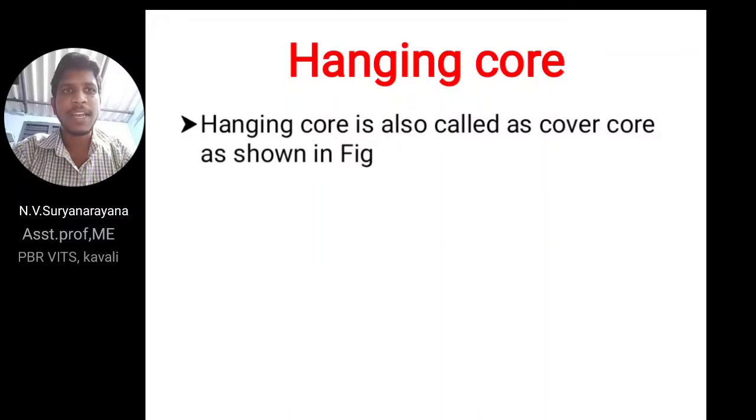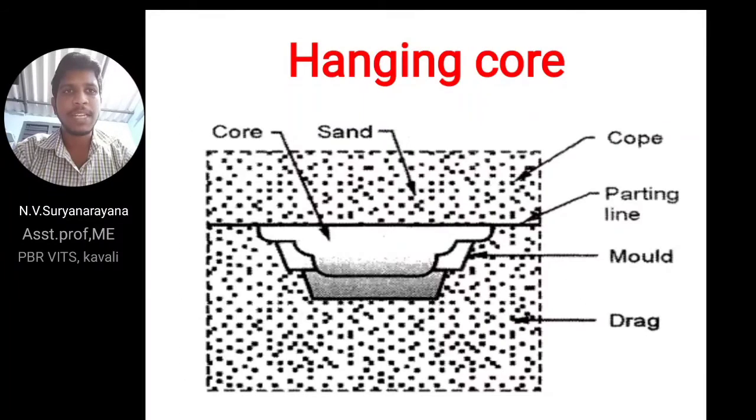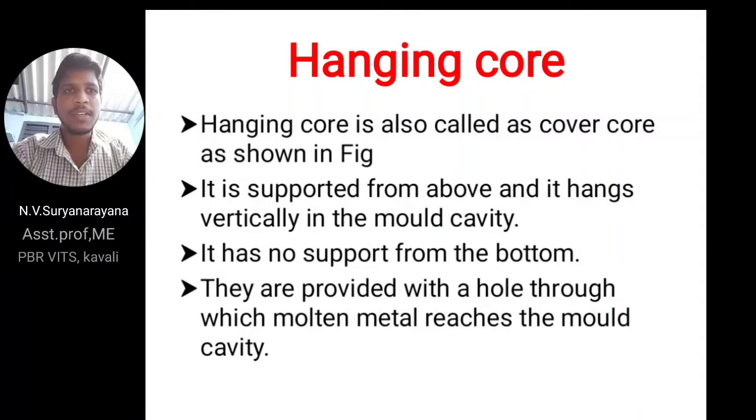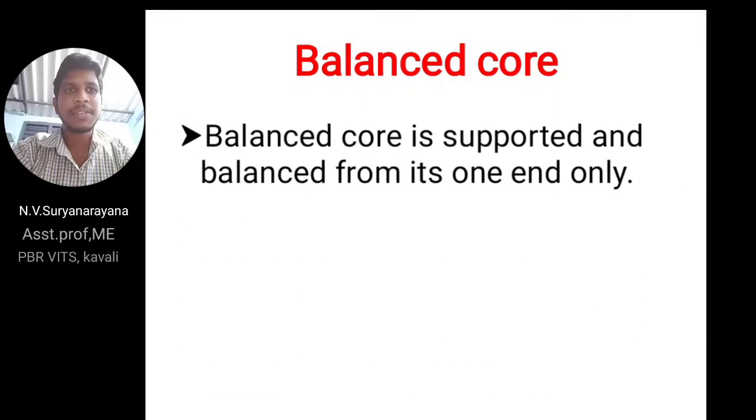Next, hanged core or hanging core. In this figure, I am showing the hanging core. As its name implies, it is hanged to the supports, hanging from the supports at the top edges. Hanging core is also called a cover core. It is supported from above. There are no supports below, from the bottom.